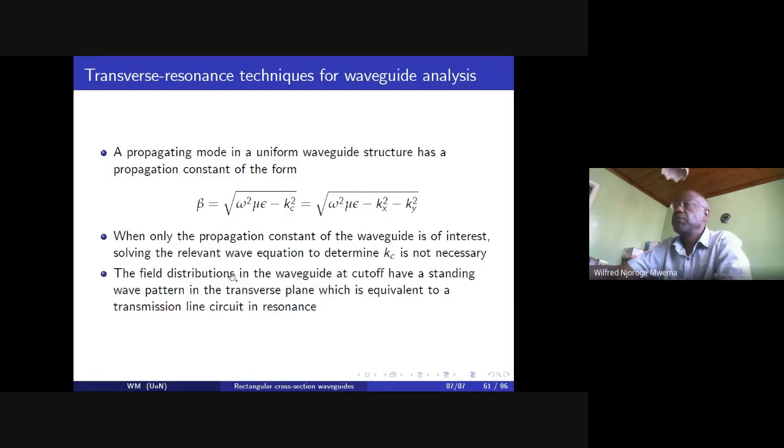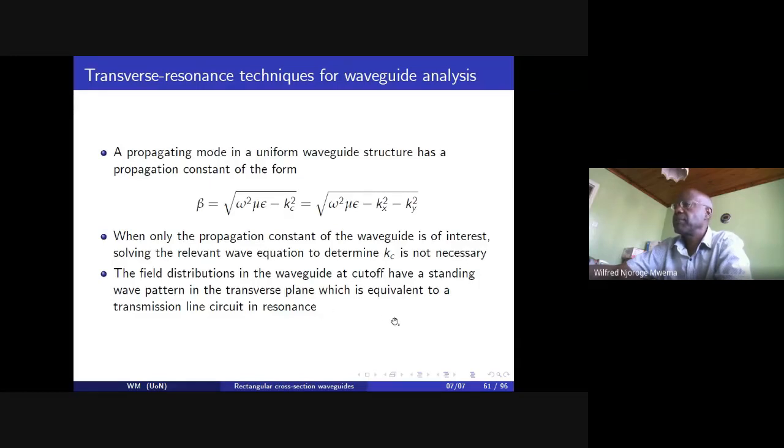And the field distributions in the guide at cutoff will have a standing wave pattern in the transverse plane, which is equivalent to a transmission line circuit that is in resonance. It's more like when we were looking at a wave impinging on a planar boundary and therefore forming a standing wave.